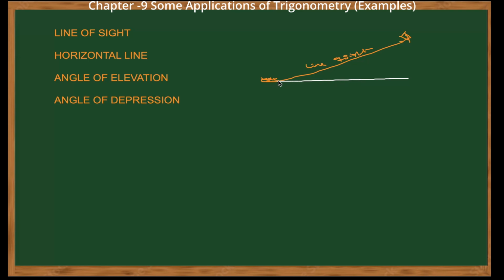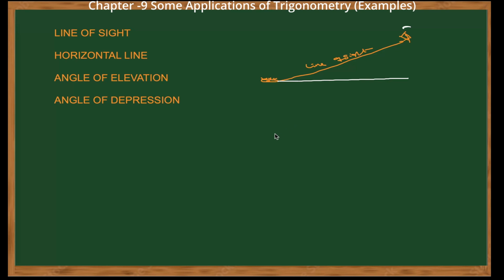The line of sight is nothing but the sight which you are viewing. If you form a line from your view to the sight, that becomes a line of sight, as the name says. And the straight line from your view, horizontal line, that forms the horizontal line. We'll see why we require this. Now you know what is line of sight and what is horizontal line.